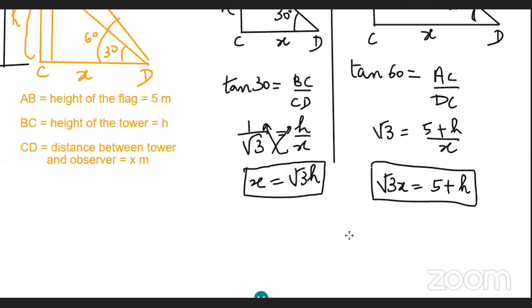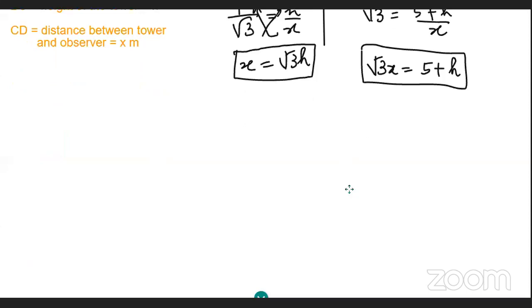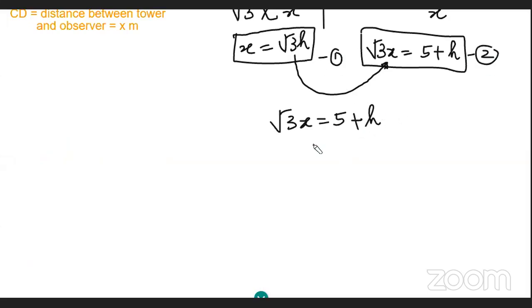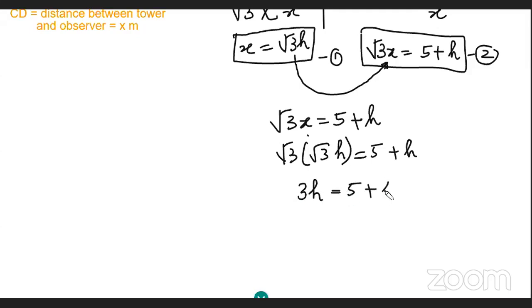Now what I'm going to do is I'm going to substitute the X from the first equation to the second, because my X is √3H. I'm going to put that substitution here. So I'm going to first write down my second equation. That is this. Let me label. This is my first equation. This is my second equation. I'm substituting X as √3H. So root 3 bracket root 3h equal to 5 plus h. Root 3 multiplied by root 3 is 3. 3h equals to 5 plus h.